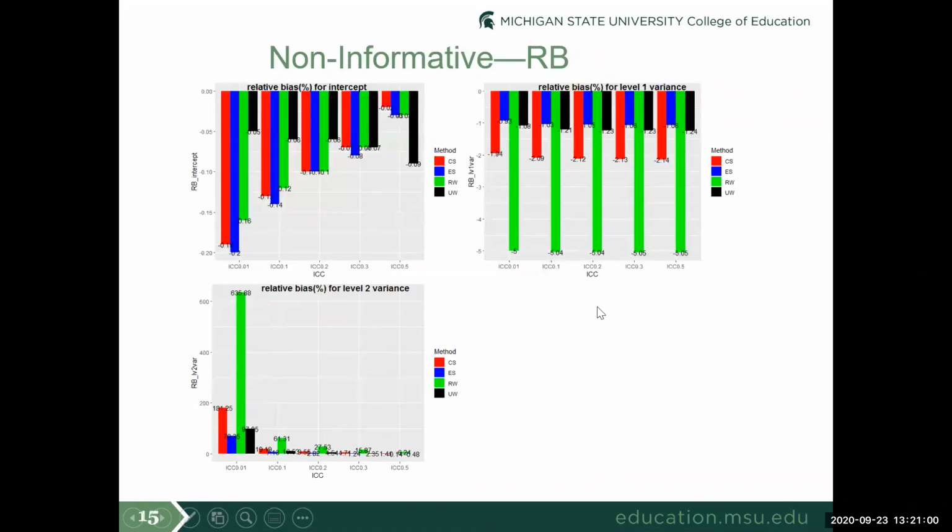Sorry, I forgot the ICC. As for the effect of ICC, as ICC increases, the relative bias for the intercept with the 3 weighted estimators decreases, while the relative bias increases with the unweighted estimator, the black bar. As for level 1 variance, the pattern remains almost the same as the ICC increases. For level 2 variance, as the ICC increases, the relative bias decreases.